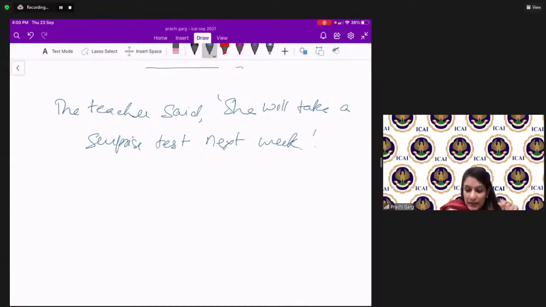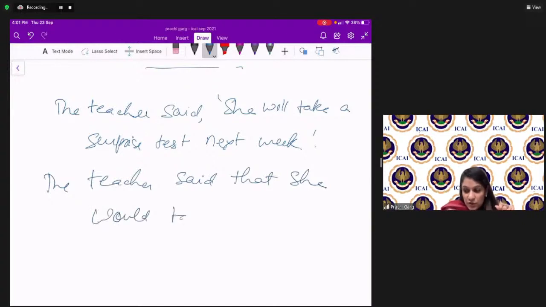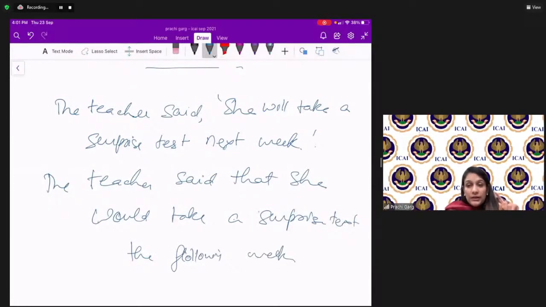Okay, the teacher said that she will become would take a surprise test. Now, next week will become the following week when you change from direct to indirect. Now, this table is given on page number 2.27. So basically, here will become there.